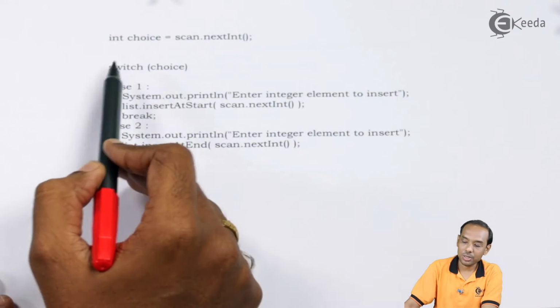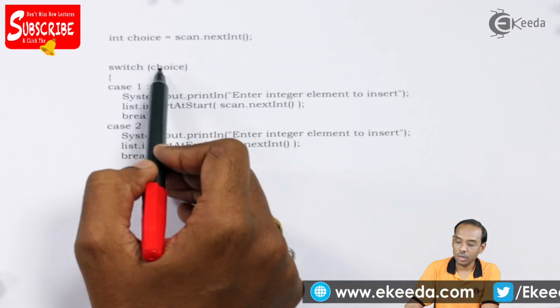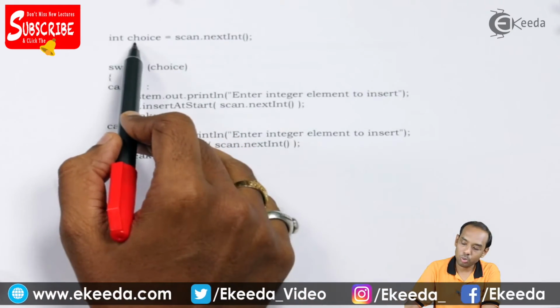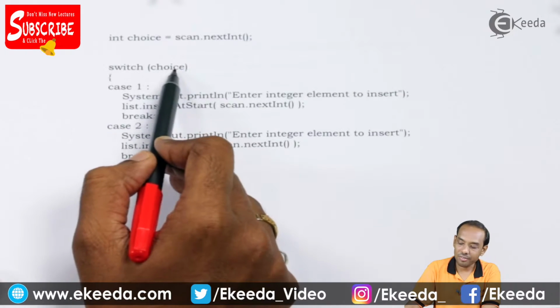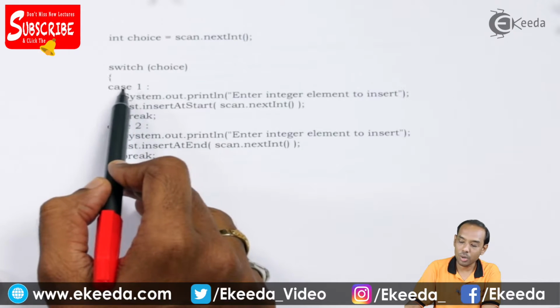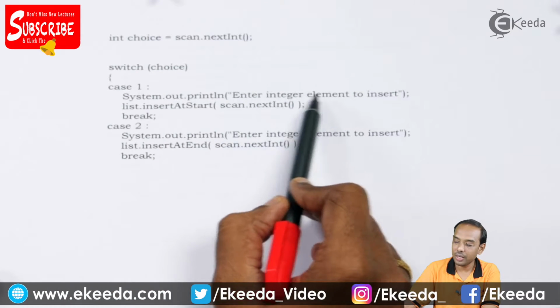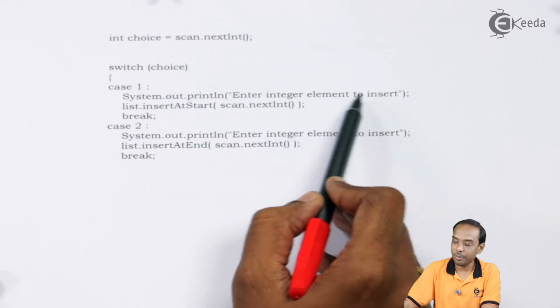Okay, then we use the switch case to get the values. Okay, get the case run. So choice is chosen and switch case is used. Okay, if the user chooses option number 1, then in this case number 1 is executed. So we are going to enter the element to insert. Okay, so we enter the integer element to insert.